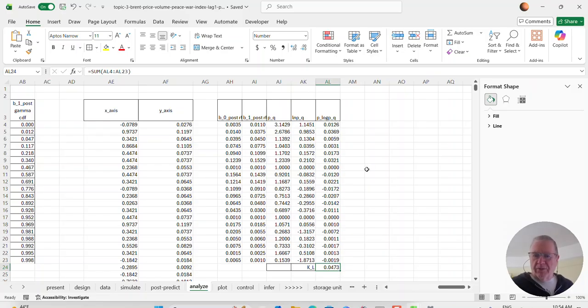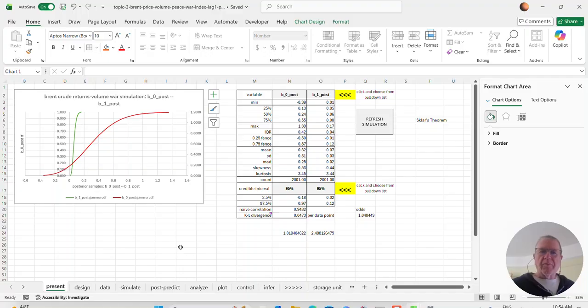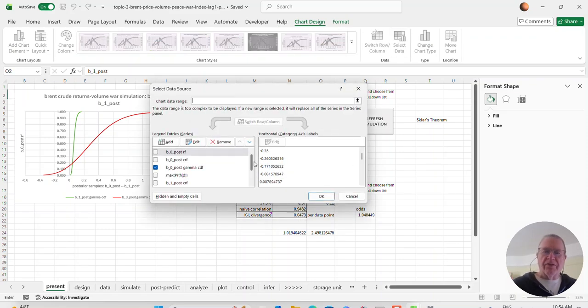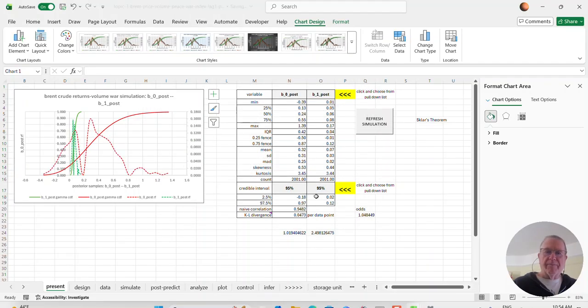All right, so let's leave it at that. Go back to the present. Want to put my curves back in before I forget, because I'm going to save this. There we go. RF standing for relative frequency. Say OK. Beautiful. Save. Control S. I got 95s in there. That's pretty good.